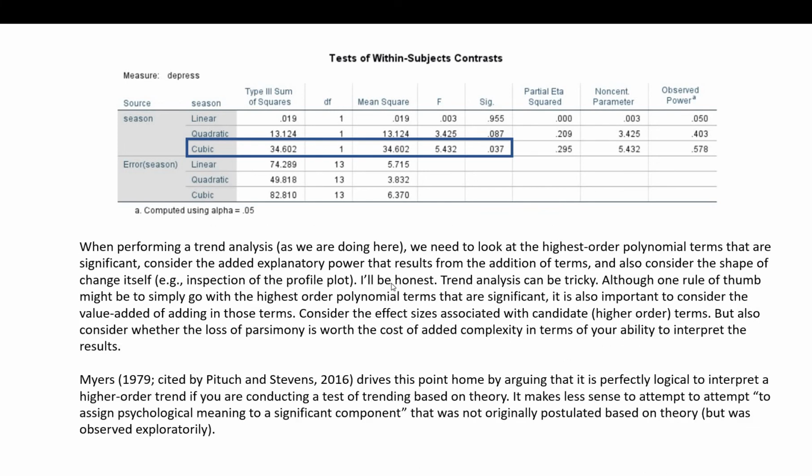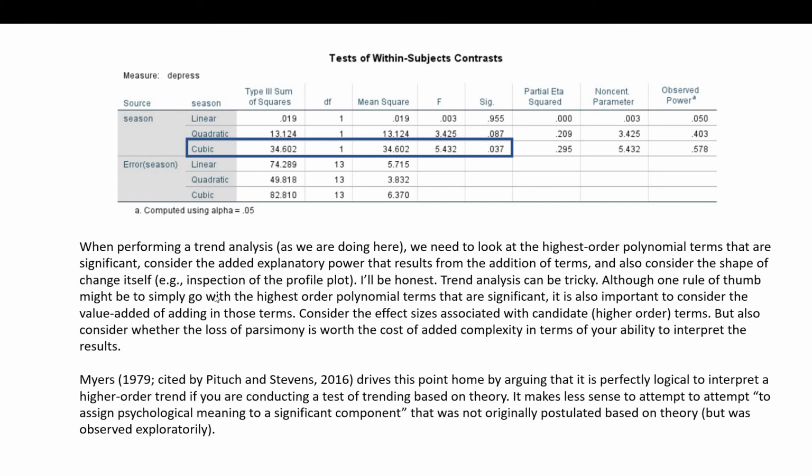So when performing a trend analysis, as we're doing here, we need to look at the highest order polynomial terms that are significant, also consider the added explanatory power that results from the addition of terms, and perhaps also consider the shape of change itself, maybe through inspection of the profile plot. I'll be honest, the trend analysis can sometimes be tricky.